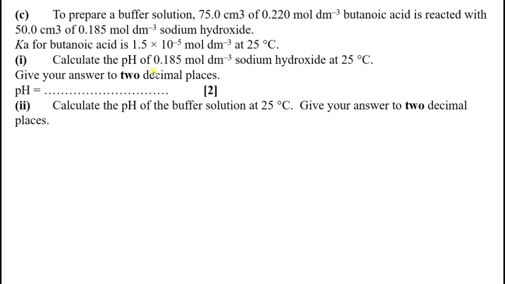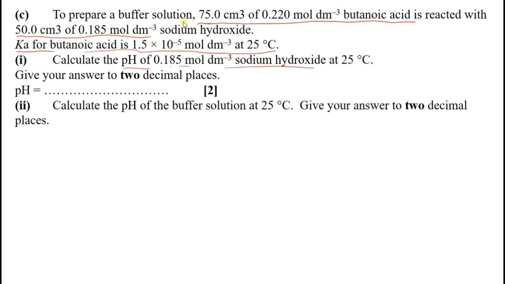Take a moment to read this buffer question really carefully, where you are actually partially neutralizing the butanoic acid. So pause, read it really carefully. Okay, so I've underlined the main parts. The volume of the butanoic acid you're going to mix and its concentration is given. The volume of the sodium hydroxide is given. So the butanoic acid is going to be in excess for a buffer solution to act.